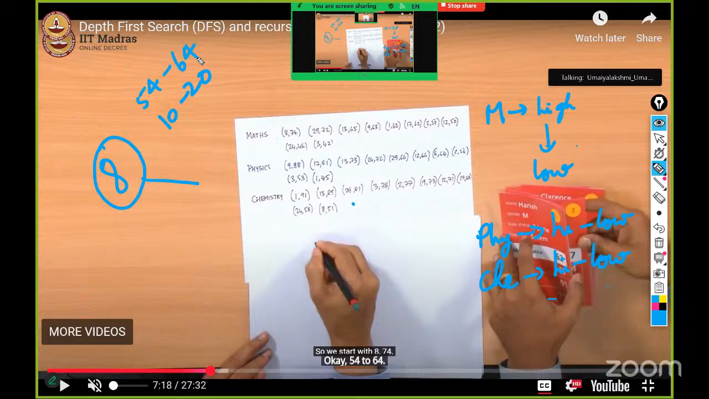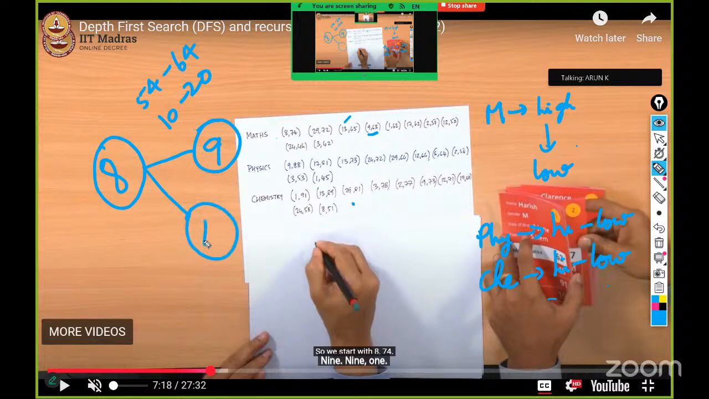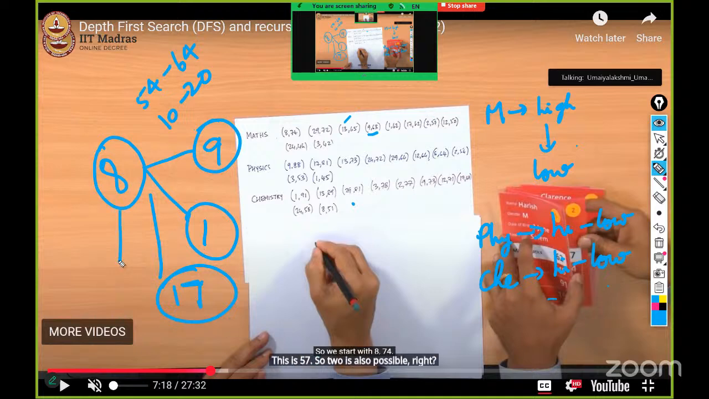Which means this is exceeding the 64 limit. So the sequence number 9 can be entered. 9, 1, and 17, and that's it. And this is 57, so 2 is also possible, right? There is 57. Okay. And next is 52, which is exceeding the limit. So this is the range.